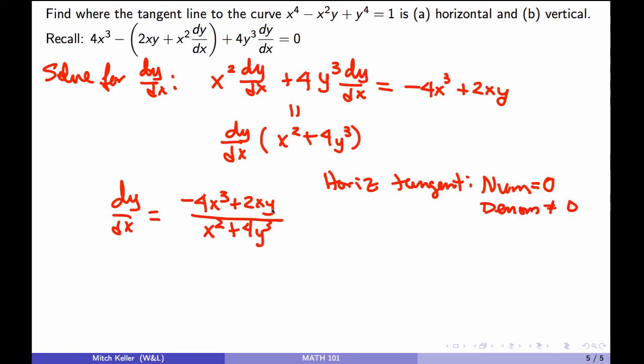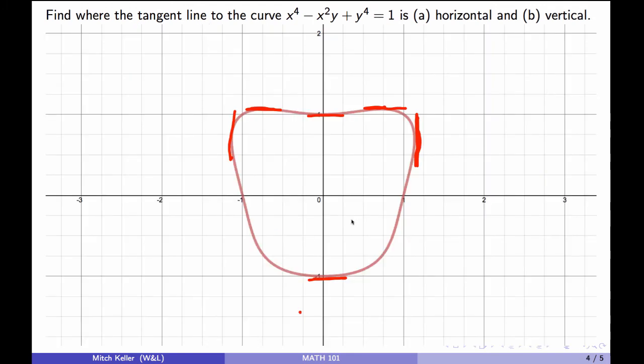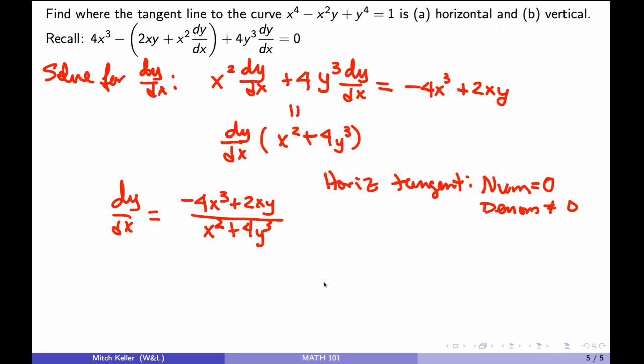So we look at this and we certainly see that x equals 0 is going to be something that fits that category. If we jump back to our picture here, we see a couple of points where x is 0, where we have that horizontal tangent going on.